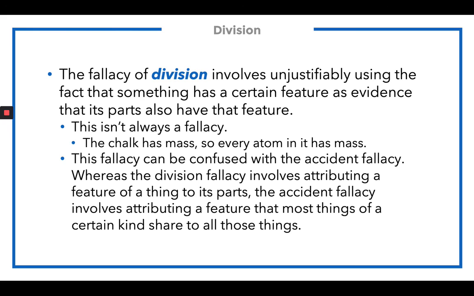It's also worth noting that this fallacy can be confused with the accident fallacy. Whereas the division fallacy involves attributing a feature of a thing to its parts, the accident fallacy involves attributing a feature that most things of a certain kind share to all of those things.